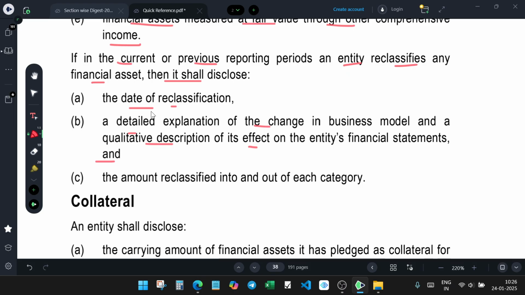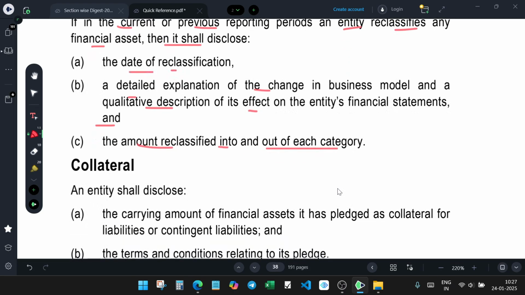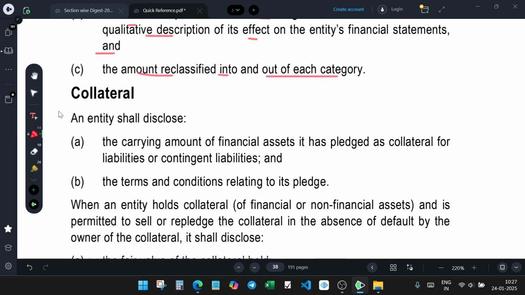How do you value it? What is the valuation of the current asset that you have reclassified? The amount reclassified into and out of each category. If you classified something from one category to another category, you should say why, what the amount is, and from which category you transferred to which category. That should also be mentioned.